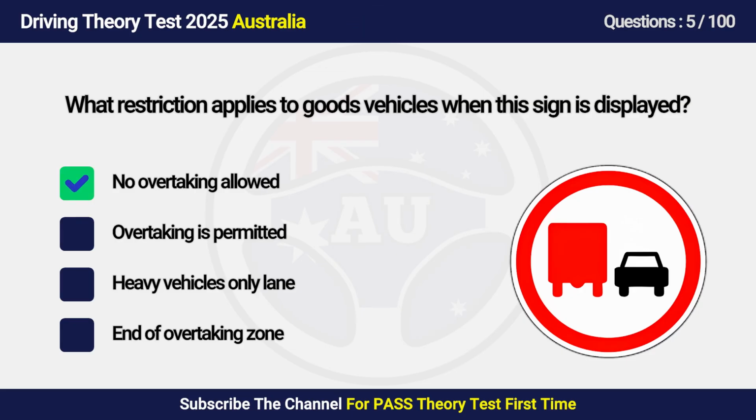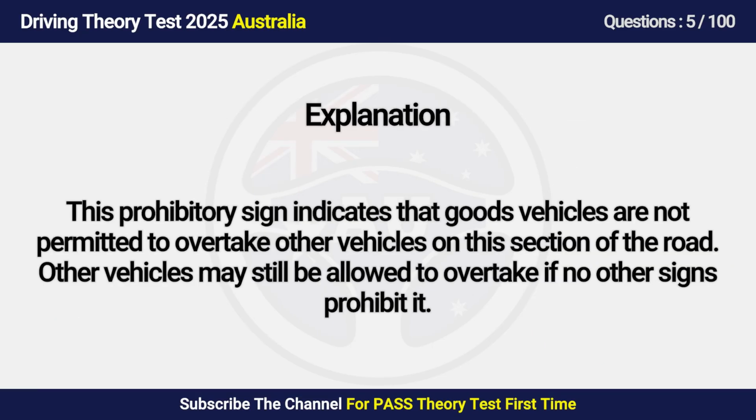Answer is A. No overtaking allowed. This prohibitory sign indicates that goods vehicles are not permitted to overtake other vehicles on this section of the road. Other vehicles may still be allowed to overtake if no other signs prohibit it.